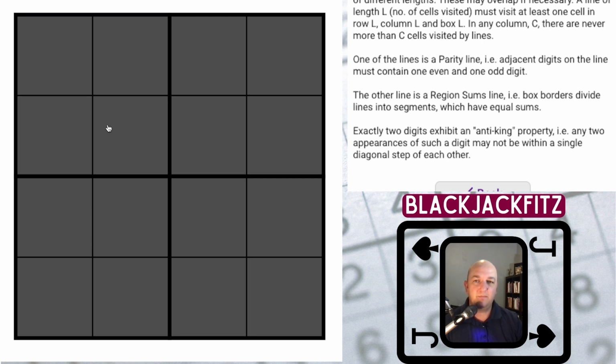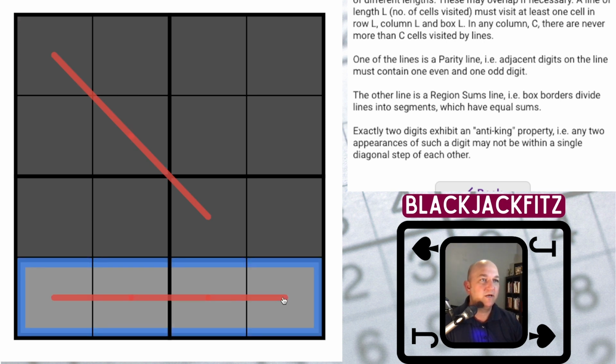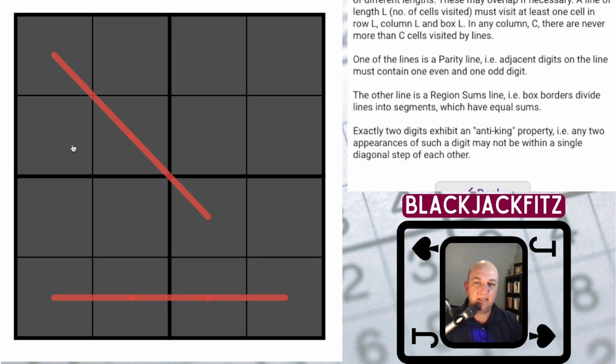So this is a diagonal line, and this is an orthogonal line, of different lengths. So here you can see this is 3, and 3 and 4, so that would work. These may overlap if necessary. So we could, for example, have a line that went like this instead of this, and that would be okay.